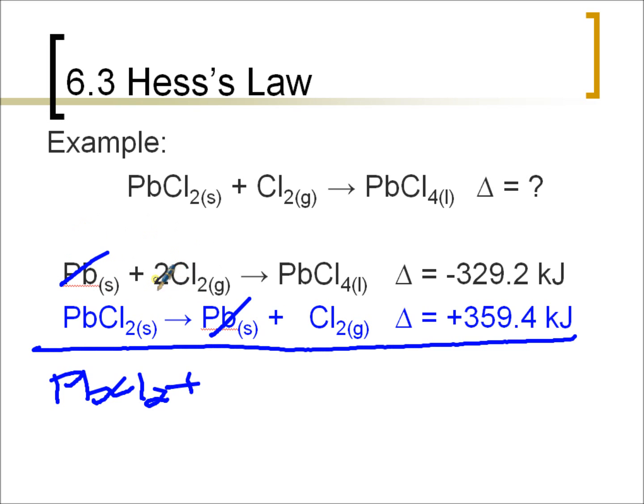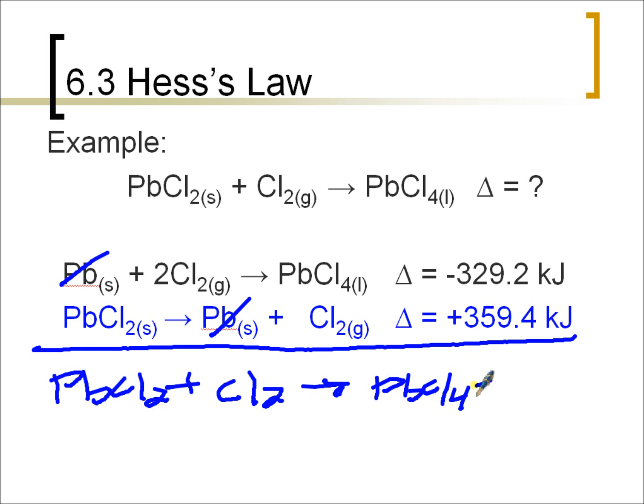Here I have two chlorines on the left side, but one chlorine on the right, so I'm only going to carry down one chlorine. And then I'm going to form PbCl4. That's going to carry down on the product side. This example is pretty easy. It's just a matter of flipping and seeing what cancels out and how you add these together.